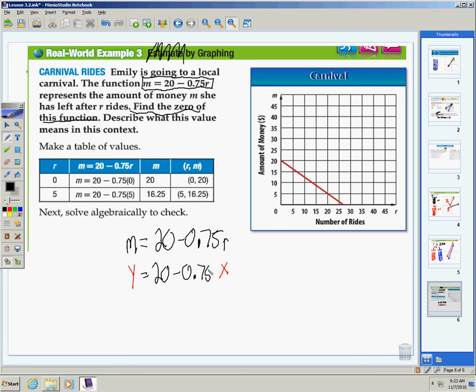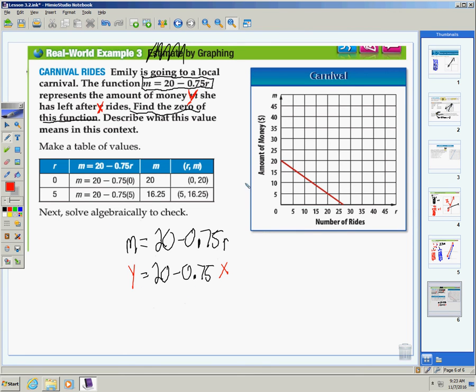The reason I can do that is because it doesn't matter what letter I use, it just matters what it represents. So now y is the amount of money she has left after x rides. I'm just basically changing those letters so it's more in the form we're used to. And then I just have to find the zero.